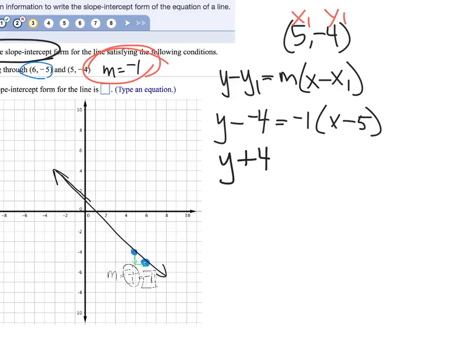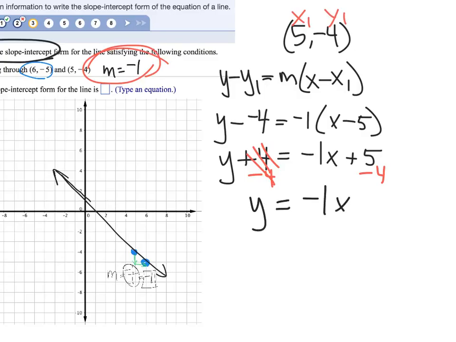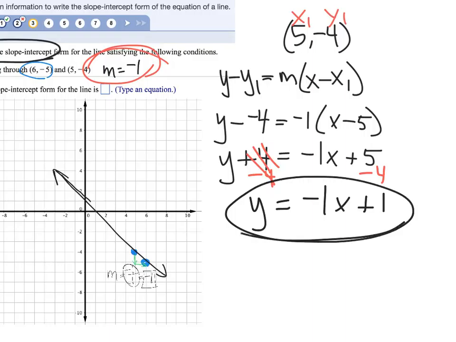So this becomes y plus 4 equals, and now we're going to use the distributive property here. So negative 1 times x becomes negative 1x, and then think about this as negative 1 times negative 5, so that becomes positive 5. All right. And remember, we want to get the y all by itself, so we're going to subtract both sides by 4. So that becomes 0. And you end up with y equals negative 1x plus 1, and there is your slope-intercept formula.